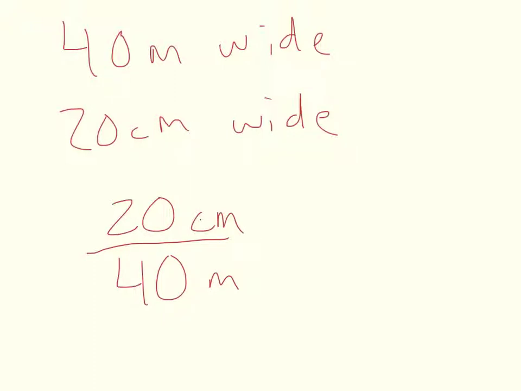All you have to do here is simplify now. When you're looking for the scale factor, you're going to simplify from here. So all you have to do is simplify 20 over 40. Once you find the GCF, which is 20, you divide the top by 20 and the bottom by 20, and you get 1 over 2. And again, that's 1 centimeter equals 2 meters. That's how you find the scale factor.